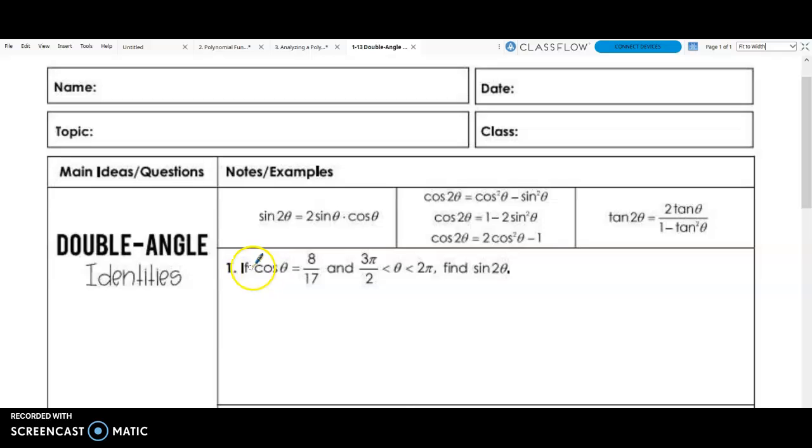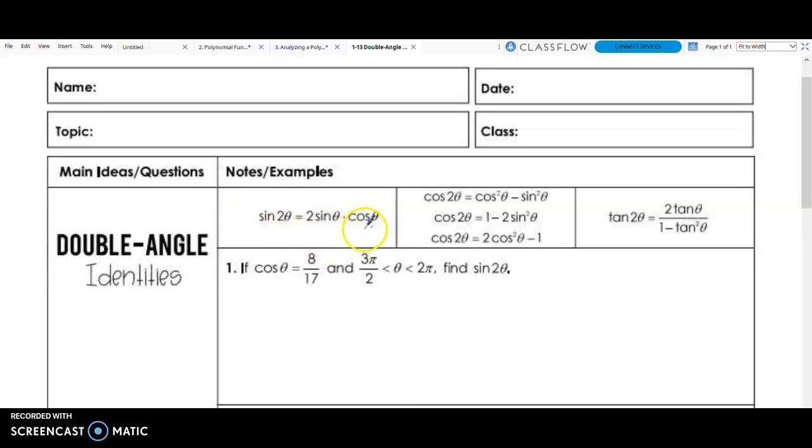So we're going to look in here. If cosine of theta is equal to 8 over 17, and we're looking where theta is between 3 pi halves and 2 pi, find sine of 2 theta. So the formulas are here.